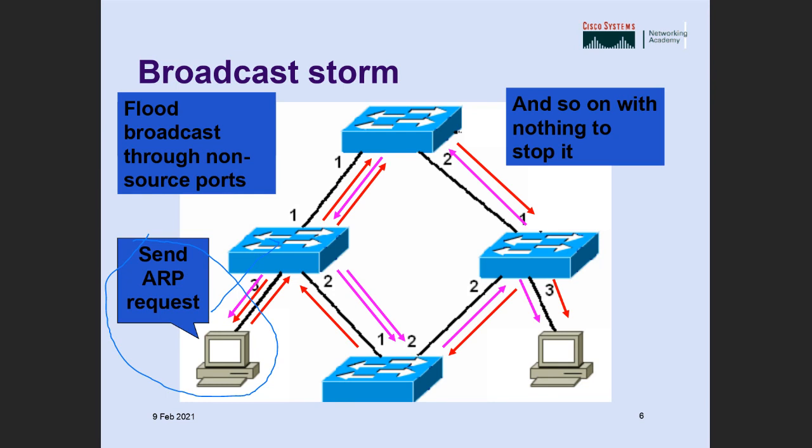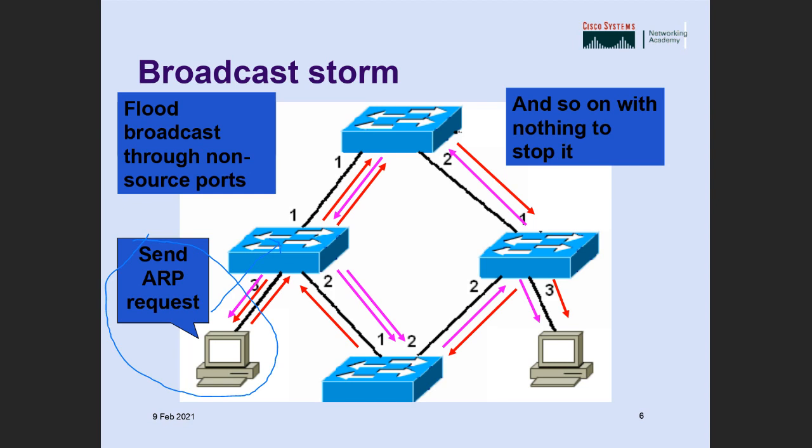Now, what are Ethernet switches compelled to do whenever they receive a broadcast? They're compelled to send that broadcast out all the other ports that are active. So he's going to flood the broadcast through all the other ports, not the source port it came in on, that port 3 on the switch in the 9 o'clock position. He'll send it out all the other ports.